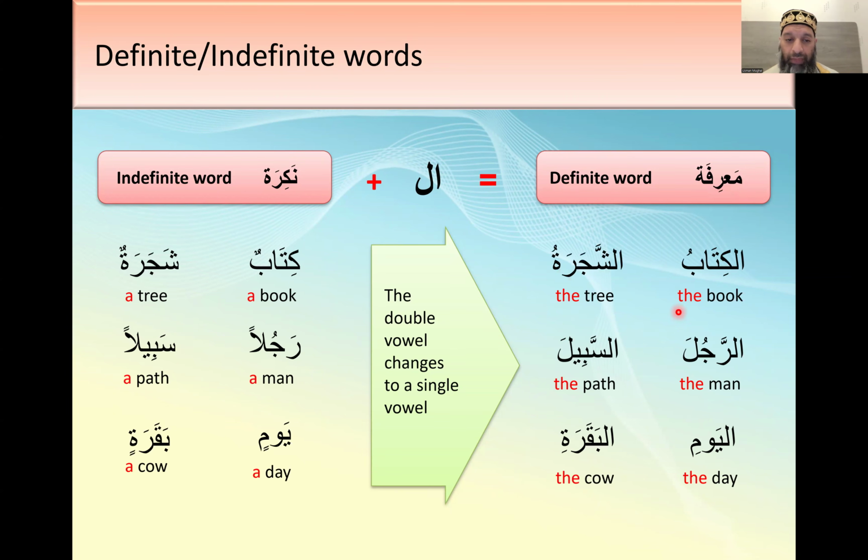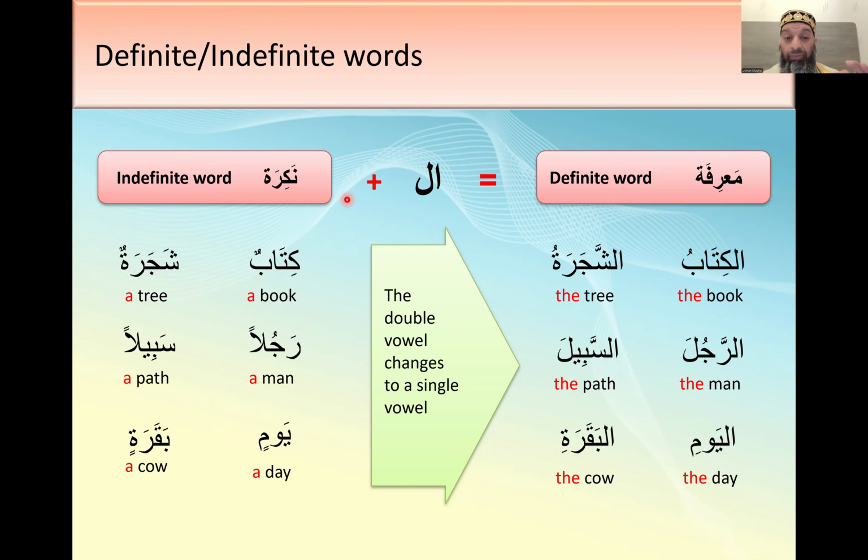So, let me explain what's going on. Let's look at this one. Kitabun means a book. Alif lam means the. Okay, write it in your booklets if you want. Alif lam, when it attaches to the beginning of a noun, means the. You might get tested on this. So kitabun, a book.